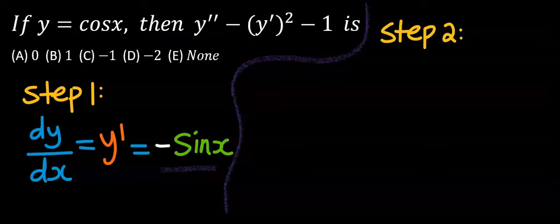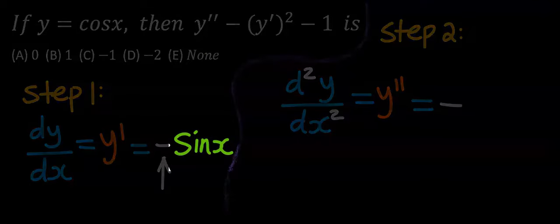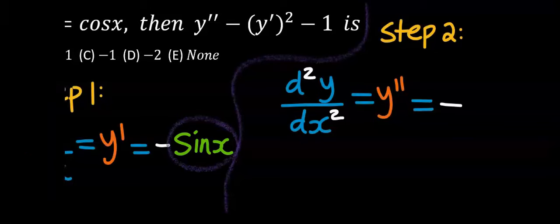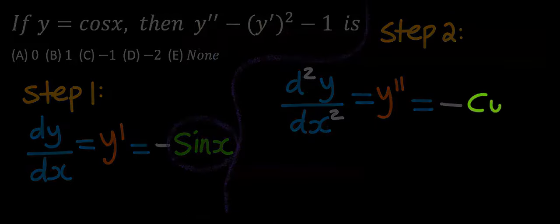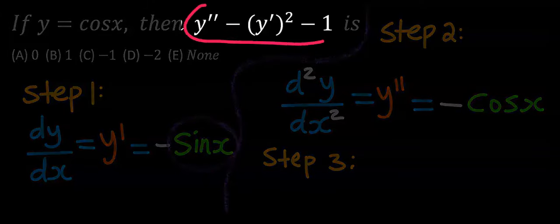Next, in step number 2, we are going to find the second derivative. The first derivative has a minus, hence this will have a minus. Next, we are going to differentiate sin x. From the basic derivative table, when you differentiate sin x, you are going to get cos x, and we are going to have minus cos x. Next, in step number 3, we are going to consider the given condition.